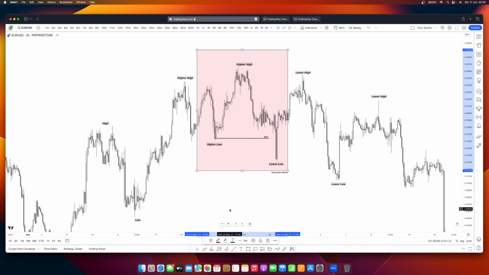All right. I don't want to take too much of your time, but this is it. I've showed you an example of an uptrend market, an example of a downtrend market, and I've also showed you an example of a consolidation market.